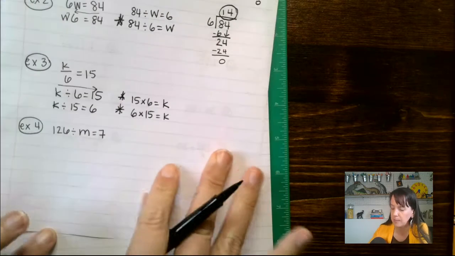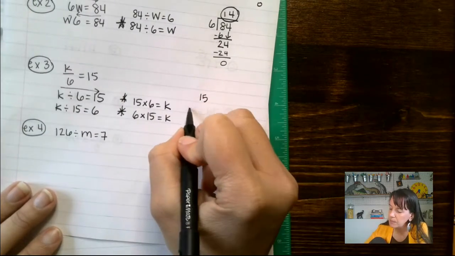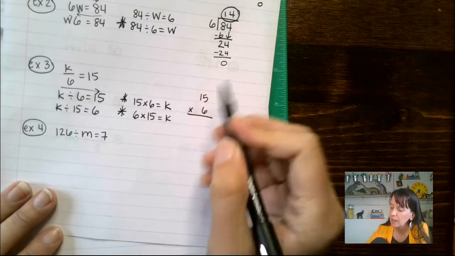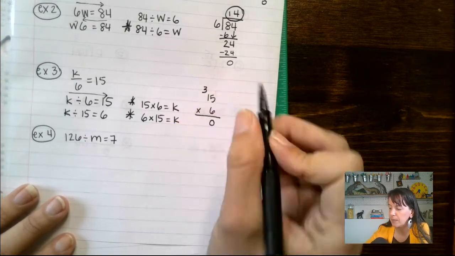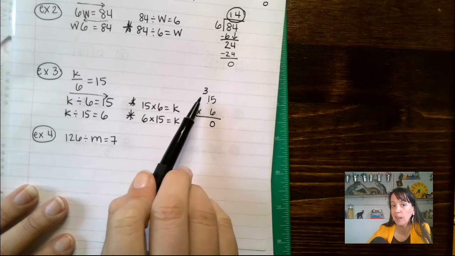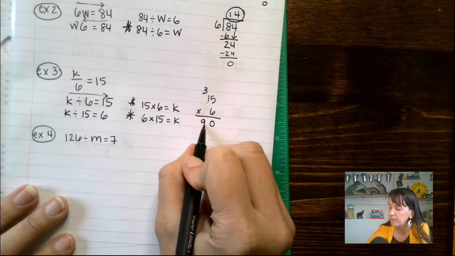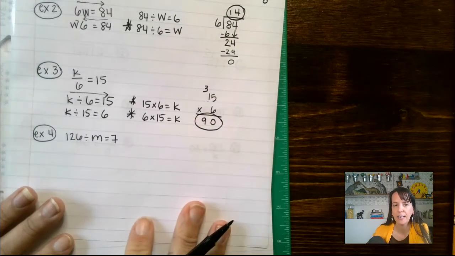Let's do 15 times 6. 5 times 6 is 30, so we write 0 and carry our 3. 6 times 1 is 6, plus 3 gives us 9. So 90 is our answer.